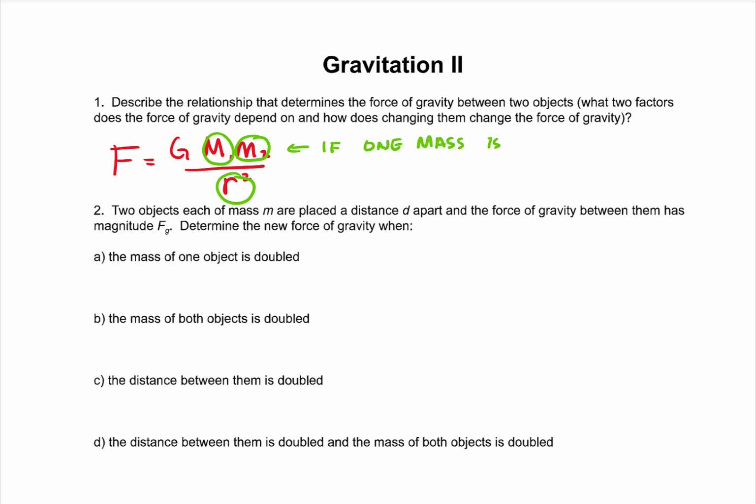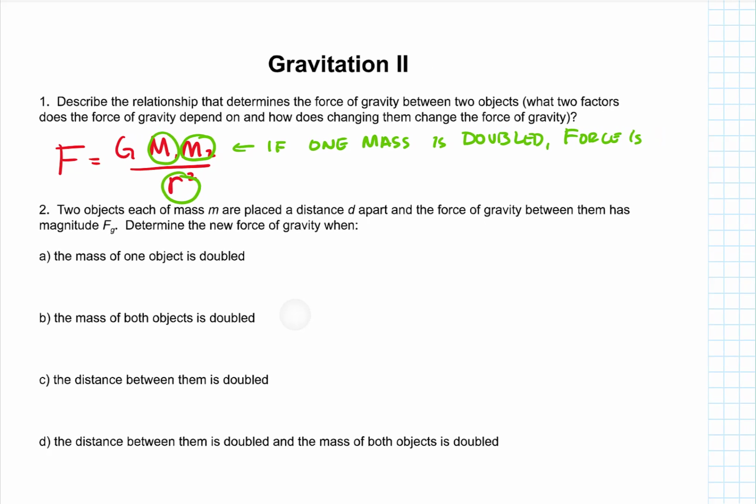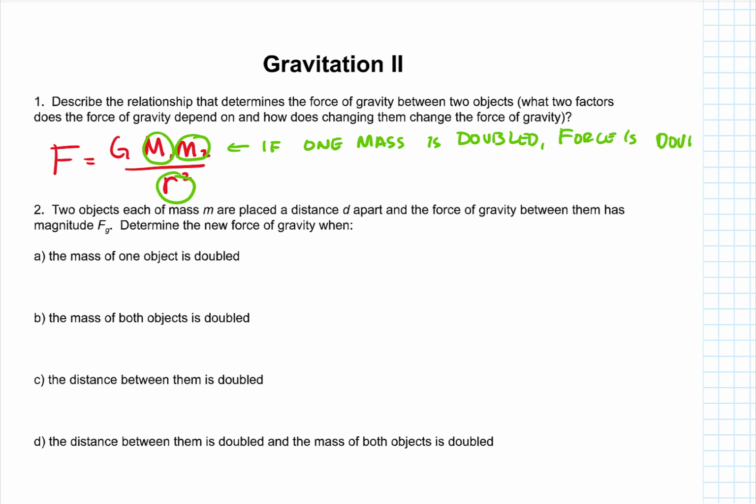If one mass is doubled, the force is doubled. Those things on top are what we call directly proportional. If I triple one of the masses, I'm going to triple the force. If I double one of the masses, I'm going to double the force. That's just how the math up there works.